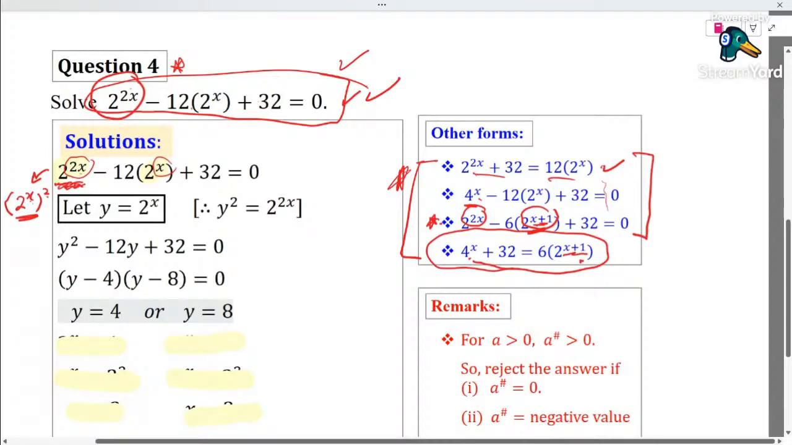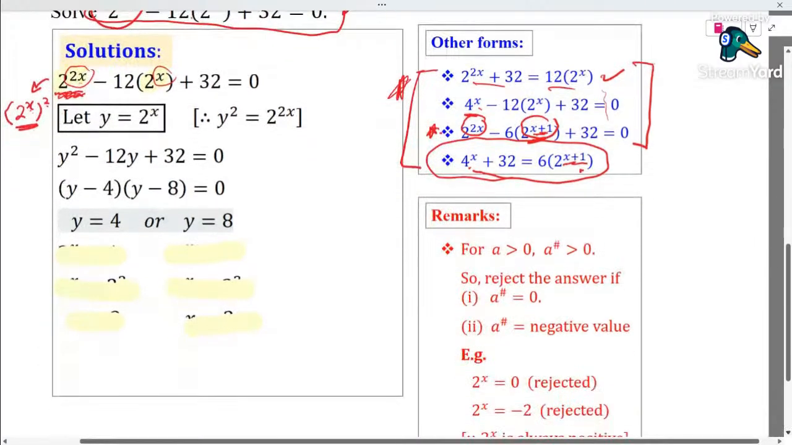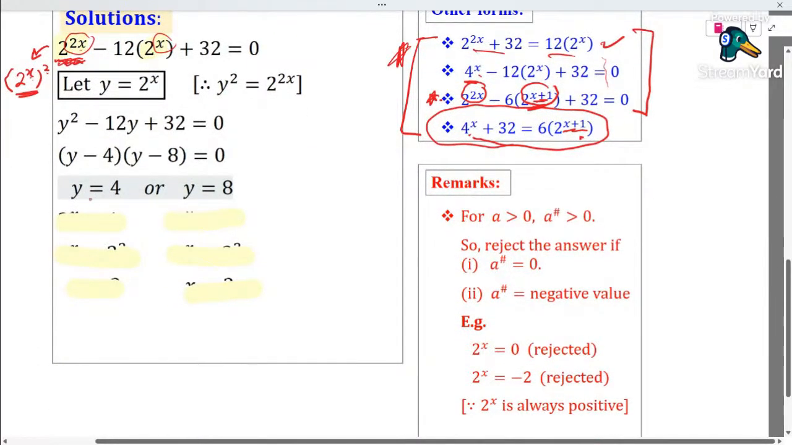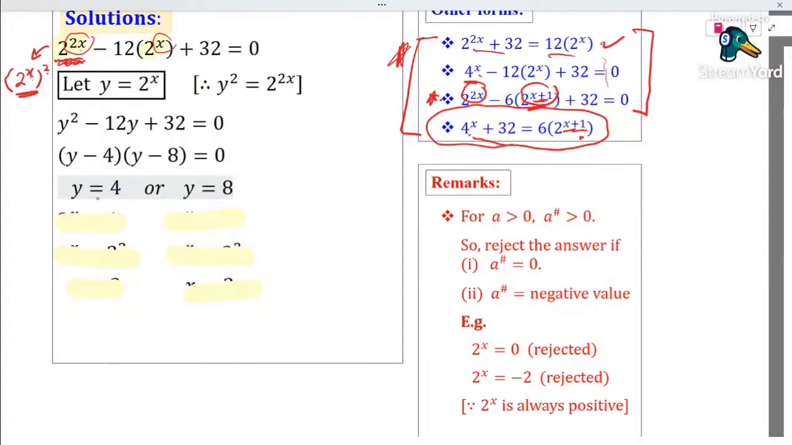Then reach up to here, guys and girls, reach up to here. What we're going to do next is that don't end your answer here, because you try to solve x, not y. X is the unknown in the question, y is the unknown that we create. So substitute back the y according to your substitution definition just now. Y is 2^x, so we have 2 power of x equals to 4, 2 power of x equals to 8.